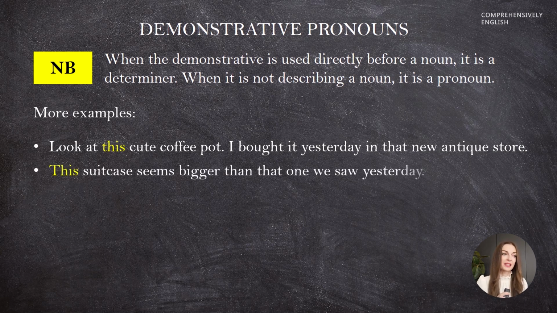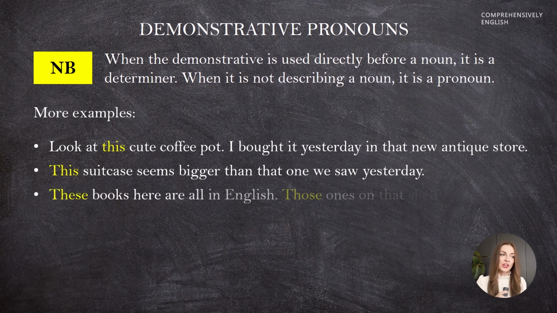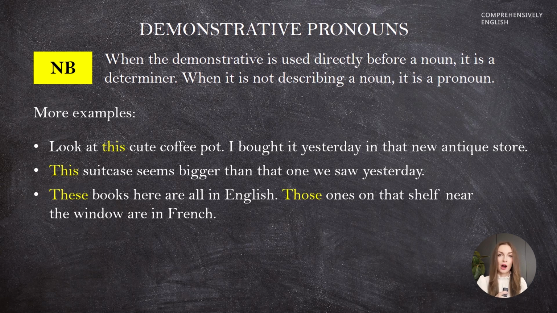This suitcase seems bigger than that one we saw yesterday. These books here are all in English. Those ones on that shelf near the window are in French. In all of these examples, we have nouns after our demonstratives. That's why our demonstrative pronouns here function as determiners.